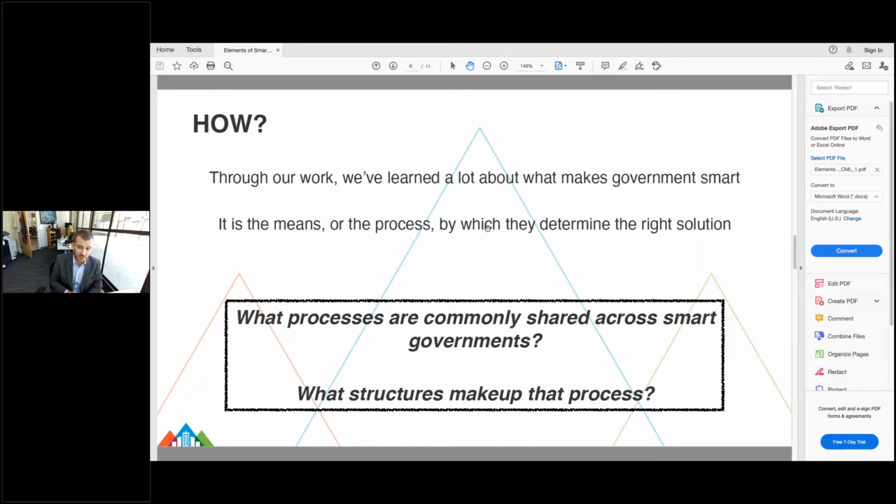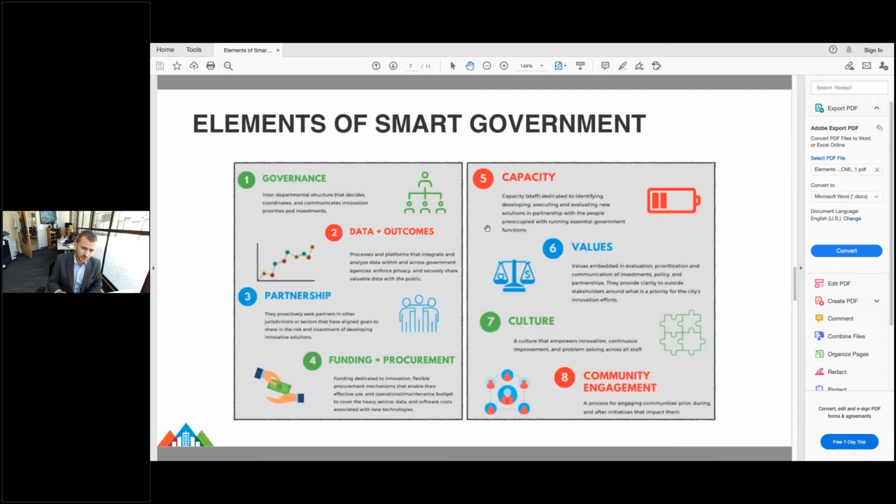I've had the pleasure of working at CDOT and at the City of Denver on smart cities programs. And these are the things that we have found in common to running a really good smart cities program, and the structures that make up that process. So this is what we're going to focus on today, or what we call elements of smart government. And there are 8 of them, and we're going to focus specifically on the first 4 today.